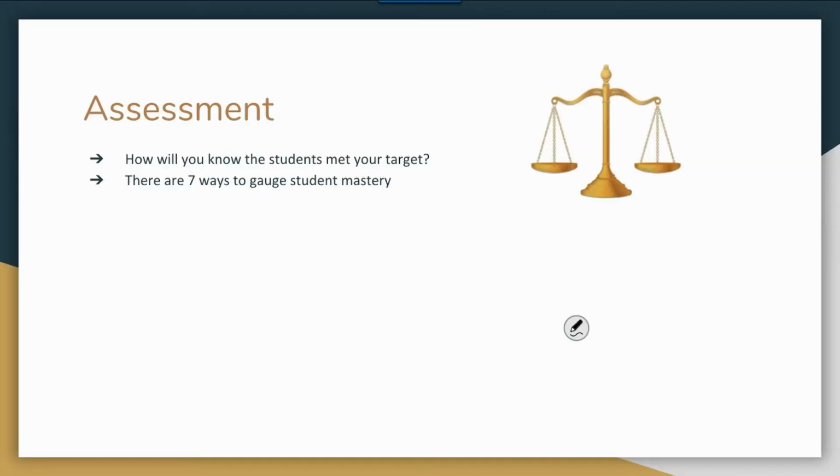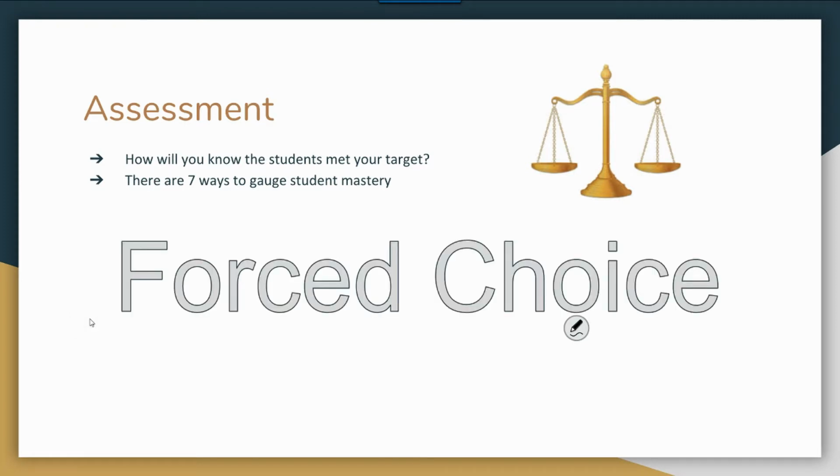There's 7 ways to gauge student mastery, which is like really cool that there's only 7 and not 107. And here they are. And I've got this sheet for you laid out so you can actually see it. But I thought this was cool. Okay, the first type is forced choice. This is what we do traditionally in our classes with tests. Multiple choice, true and false, fill in, those types of tests.